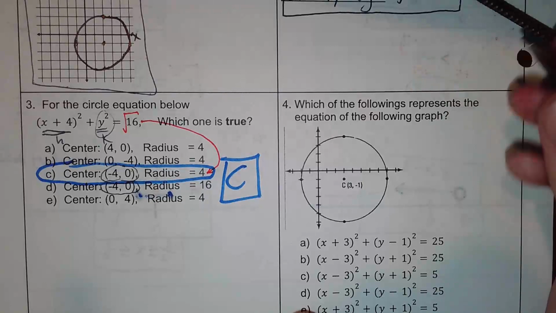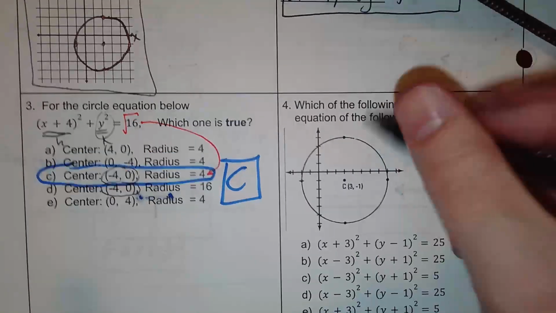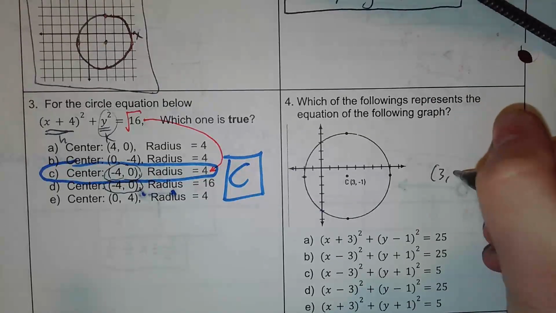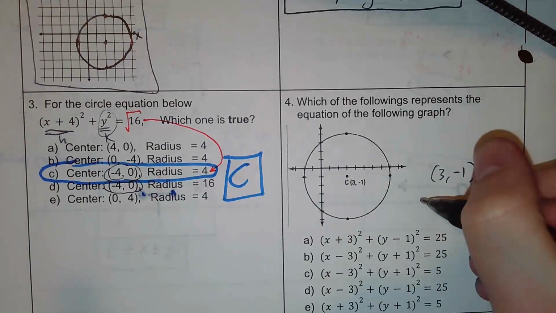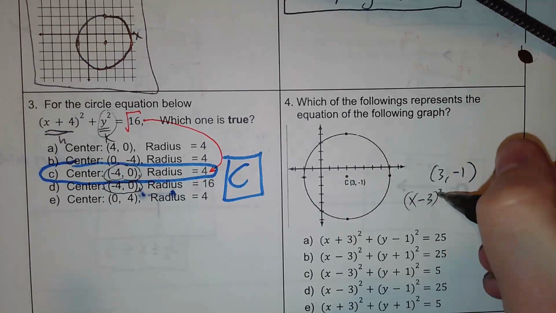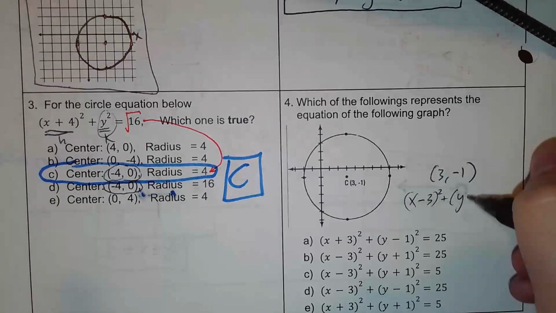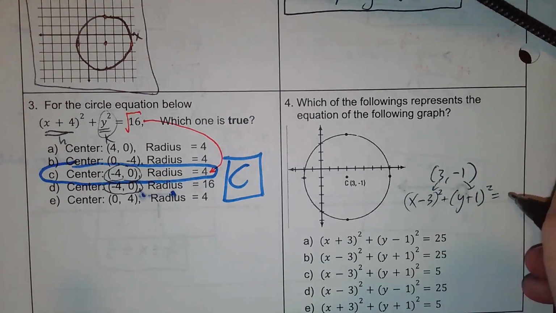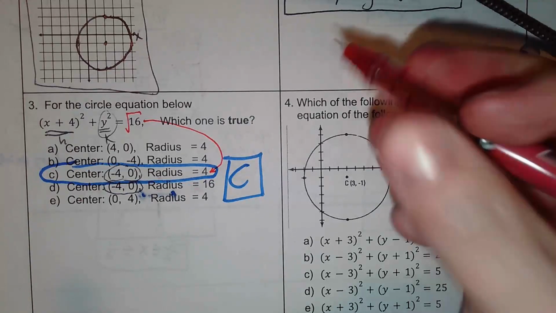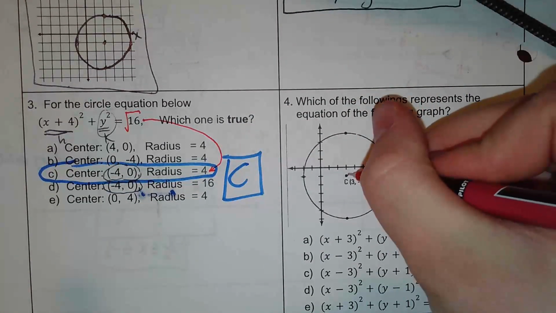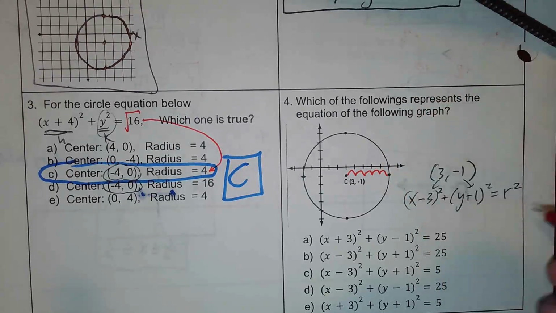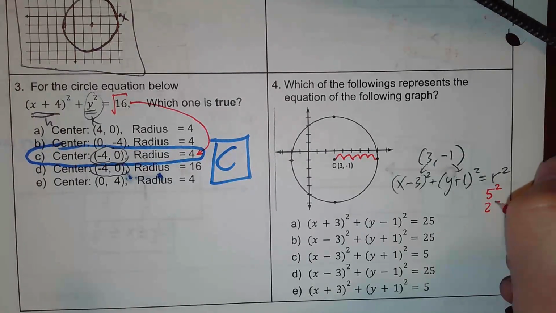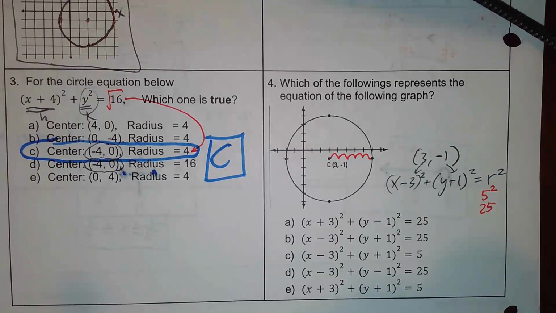Okay, finally, number 4. We can go ahead and graph this one, or look on the graph, see what's going on. The center is (3, -1). So if we switch the signs, it should be (x - 3) squared, (y + 1) squared, just by switching the signs, and then the radius squared. The radius appears to be, just count very carefully, 1, 2, 3, 4, 5. So if we square 5, we'll get 25. So we're looking for something with a radius squared of 25.